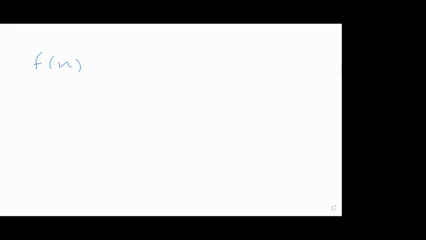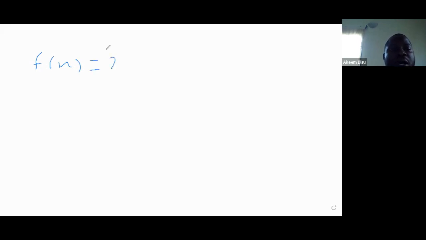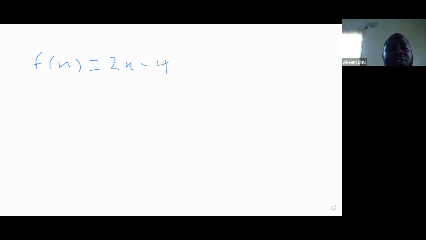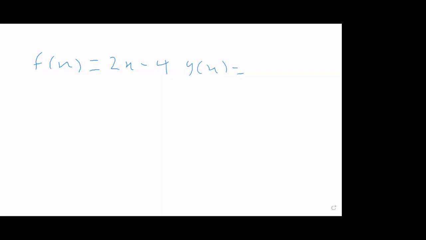Please, can someone help us with the example given in your course material? We have f(x) equals 2 - 4x. And we are given g(x) equal to x squared + 3.